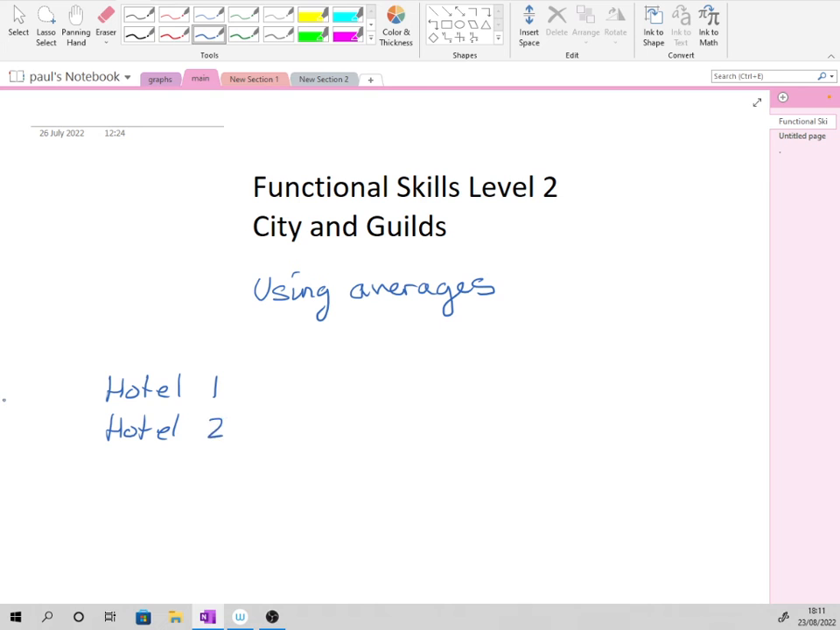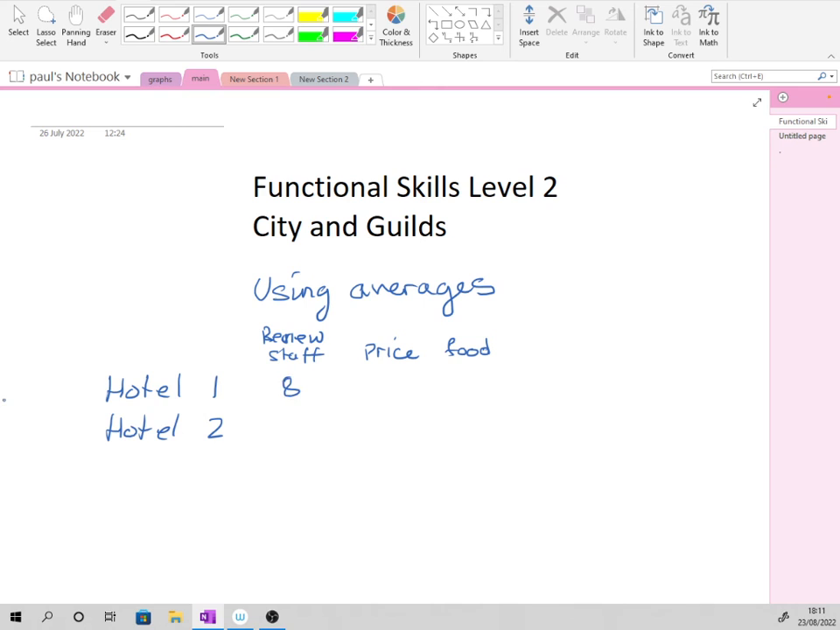Hotel 2. And we're going to do a review on the staff, the price, and the food, something like that, yeah. And we've sent out some questionnaires, and people fill these things, and they give them marks out of 10. So a bit like that Four in a Bed program on the TV, but star.